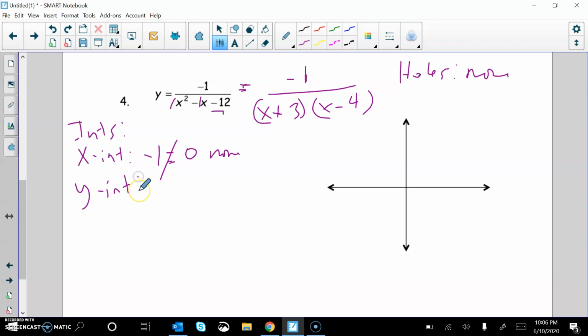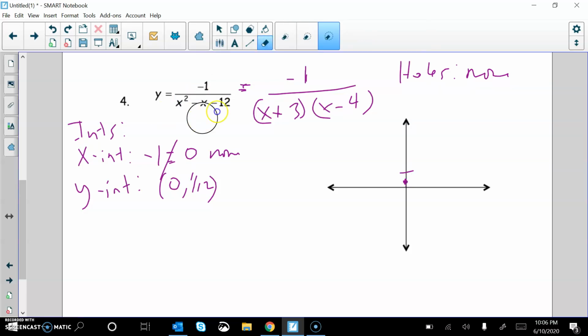Y-intercept. Plug in 0. Alright, so we plug in 0, we will get 1/12. Negative 1 over negative 12 is 1/12. Alright, so that's 1, 12.08, somewhere around there. So there's our y-intercept. Should be closer to the x-axis.